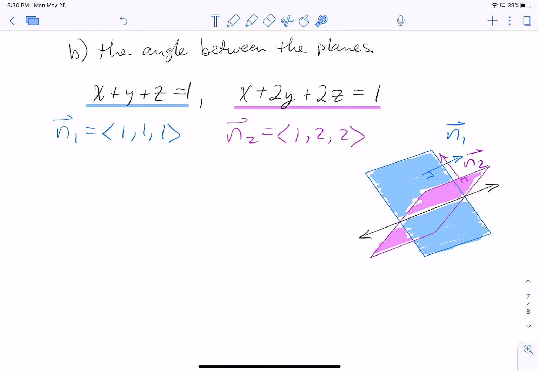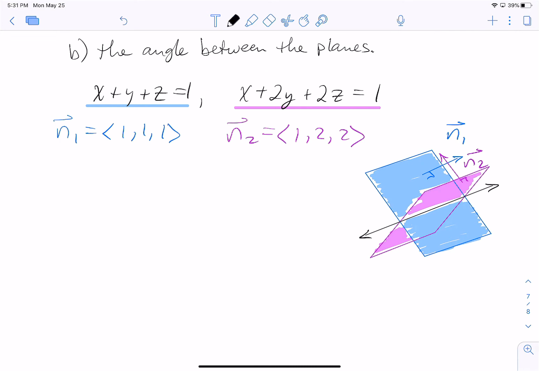Now I want you to look at the picture here and think for a minute, how am I going to come up with a vector that is parallel to the line L? And if you're struggling with that, I want you to pause and think about it for a little bit. I'm going to move on. Are you ready?